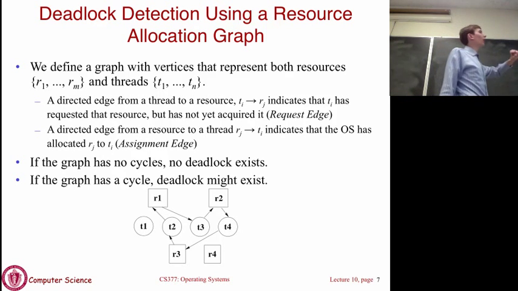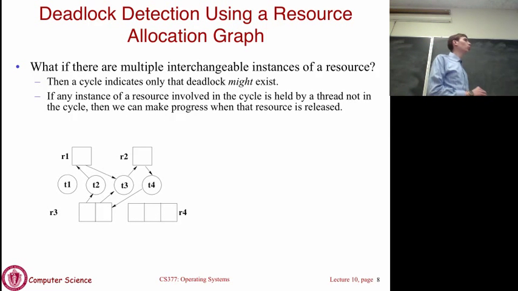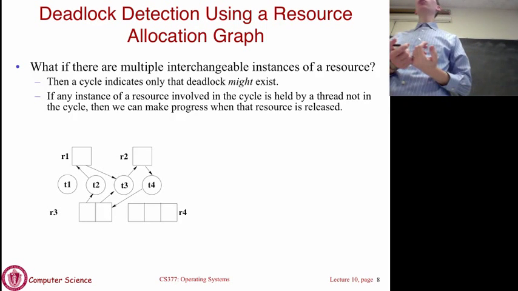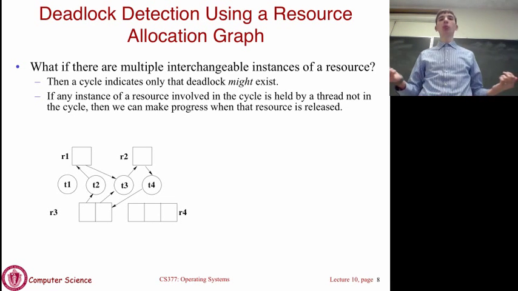So the way that a deadlock might not exist here is we're assuming that there's one copy of each of these resources. And that might not actually be the case. We could have a situation where you have multiple interchangeable instances of a resource. So let's say you have a bank of printers, and your thread needs to use a printer, but it doesn't care which one. You might have multiple printers.